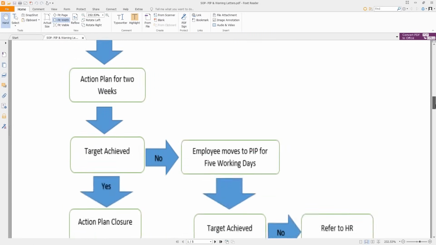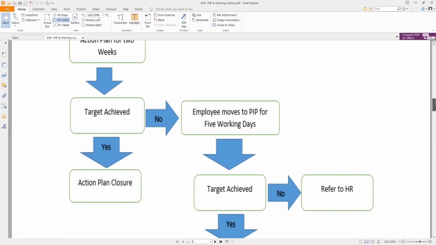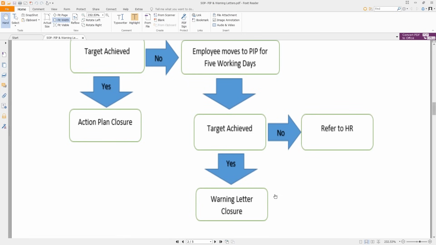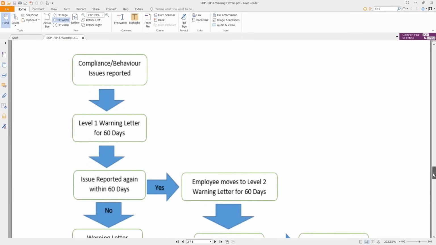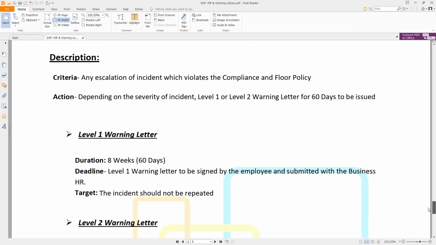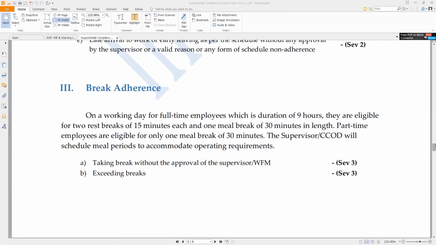Every month, the bottom performing 10% of employees are moved to this performance improvement plan. If you don't meet your targets within 5 working days, you will get a warning letter. And 2 of these warning letters in a 60-day period means that your employment will be terminated. It's a pretty ruthless way of ensuring that you're going to get maximum sales out of the agents that you employ. They also monitor very carefully the number of minutes of rest that each employee has. You're only allowed 2 breaks of 15 minutes and 1 meal break of 30 minutes in an 8-hour shift.